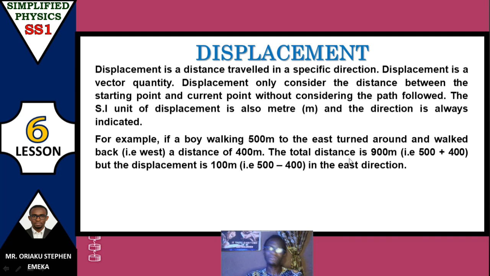400 back to the west. But for displacement, we check where you started from. You start from this point, now you move 500 and you return back 400. So the displacement is, you started at the mark 0, so the displacement is going to be 500 minus 400 in the east direction. Displacement considers the distance between the starting point and the end point, while distance calculates the same distance but considering the path.